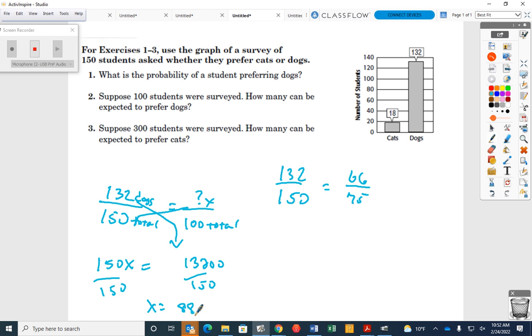Mr. Kershaw, I don't get it. Yeah, I get it. It's hard. Wouldn't you have to take some away from the cat too? Oh, it would, but they're not asking about cats. They're only asking about dogs. Okay? Let's look at another one.